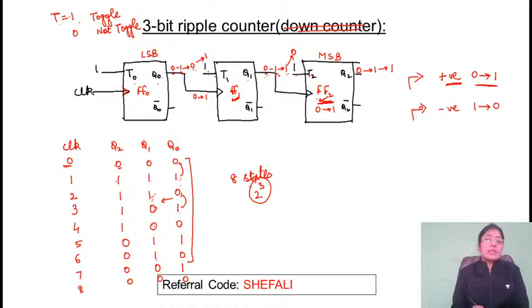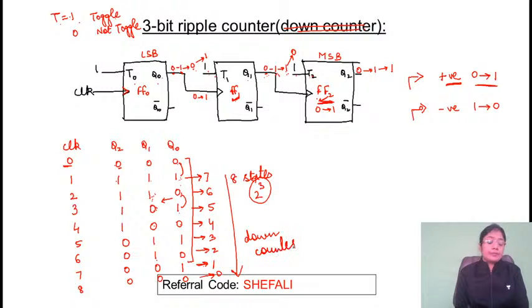Why is this known as down counter? If you look at the values, this is the binary of 7, this is the binary of 6, this is the binary of 5, this is the binary of 4, this is the binary of 3, this is the binary of 2, binary of 1, binary of 0. So this is nothing but down counter. That's why this is known as down counter. Reverse order, yes.